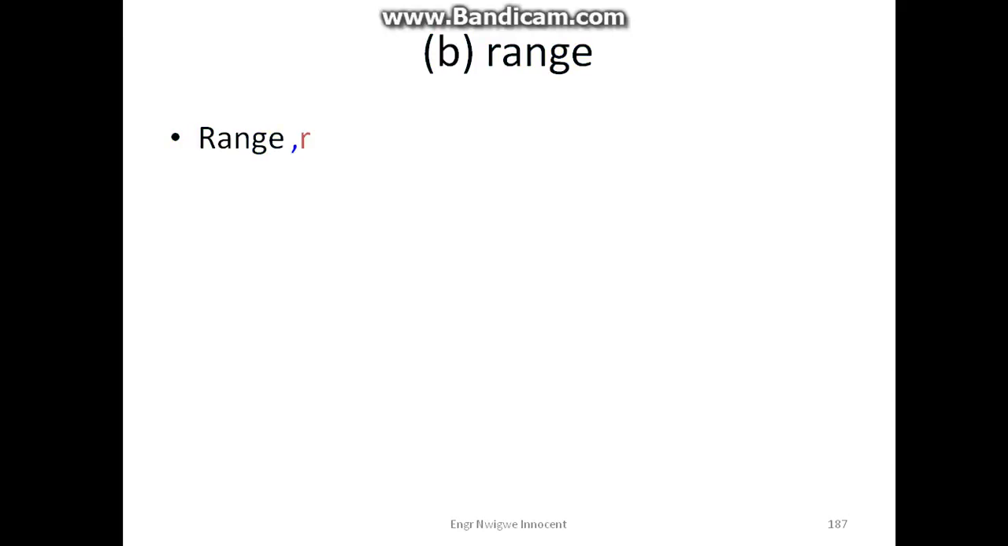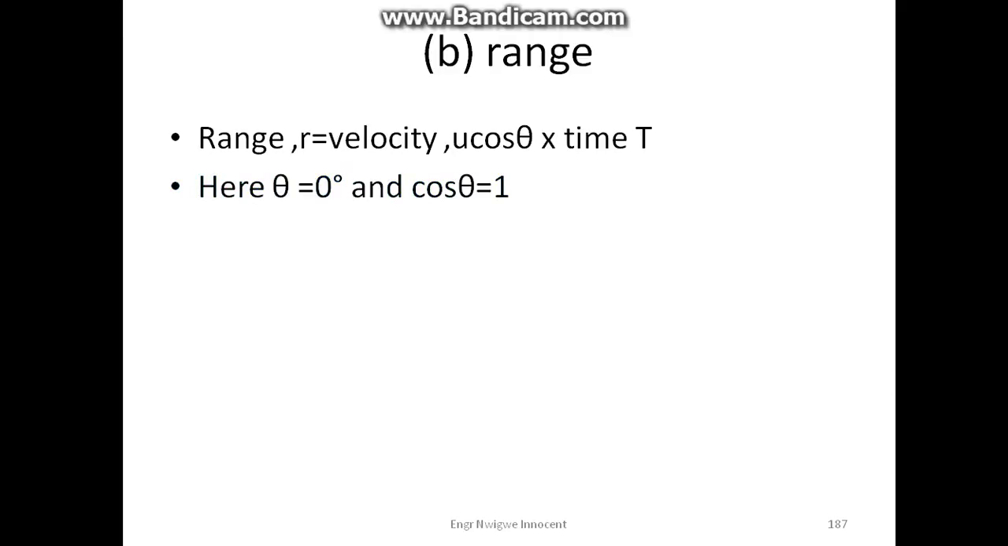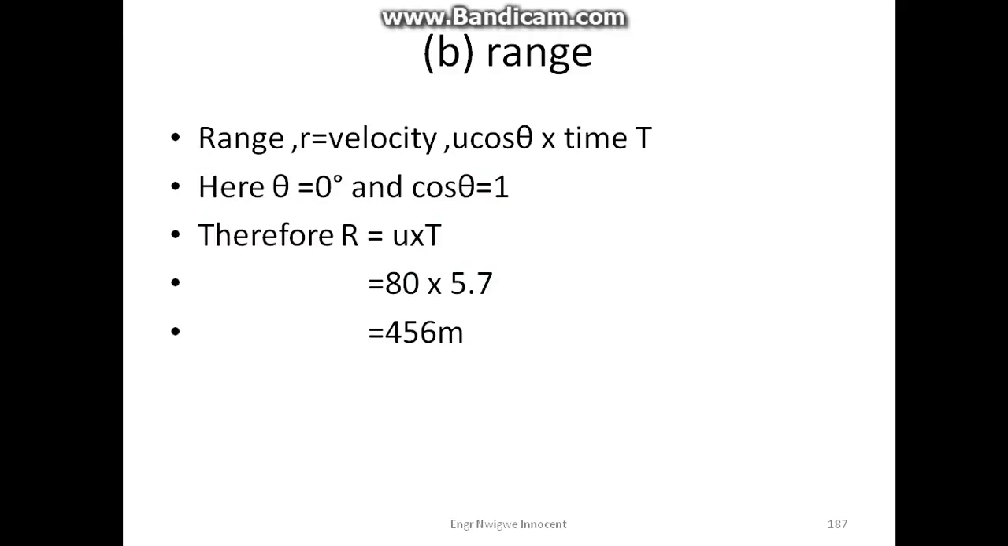Range R is equal to velocity u cos theta times time, capital T. Here, theta is equal to 0 degrees and cos theta is equal to 1. Therefore, range is equal to u times capital T, which is equal to 80 times 5.7, which is equal to 456 meters.